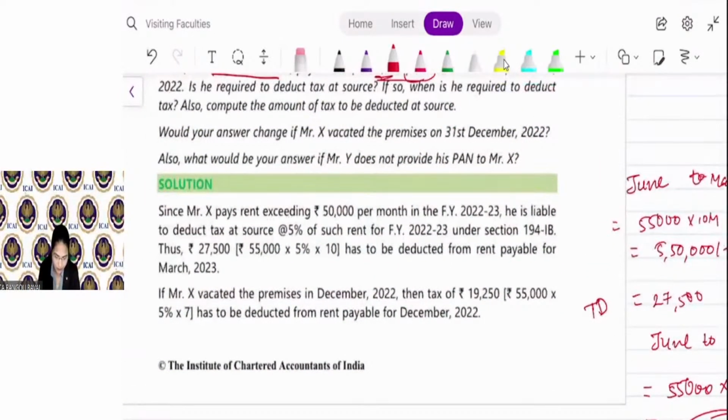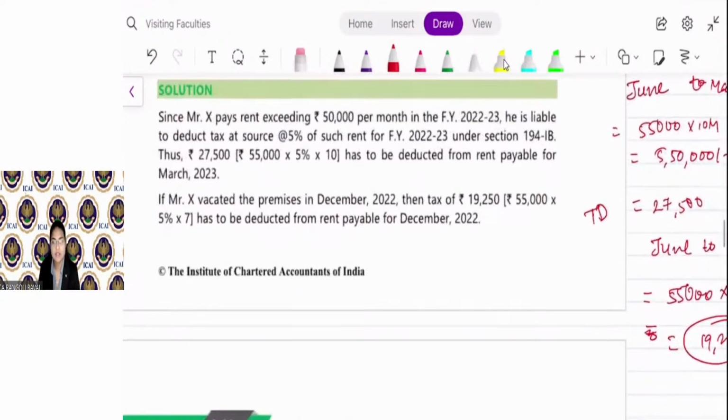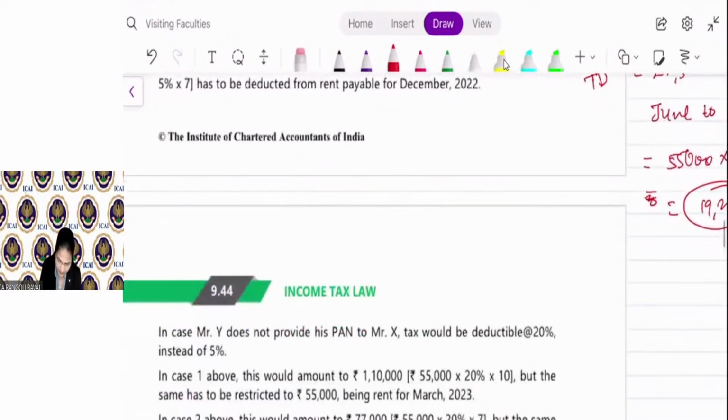Also, what would be your answer if Mr. Y does not provide his PAN to Mr. X? If Mr. Y does not provide PAN to Mr. X, then the TDS is required to be deducted at the rate of 20%. So in first case, instead of 5%, TDS is required to be deducted at 20%.